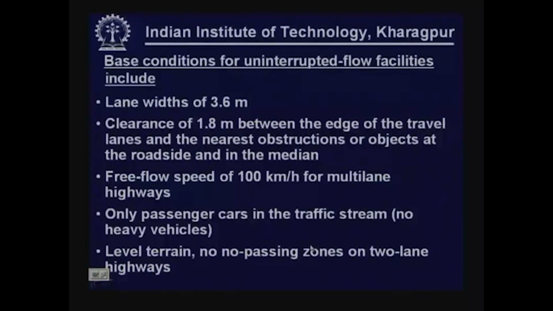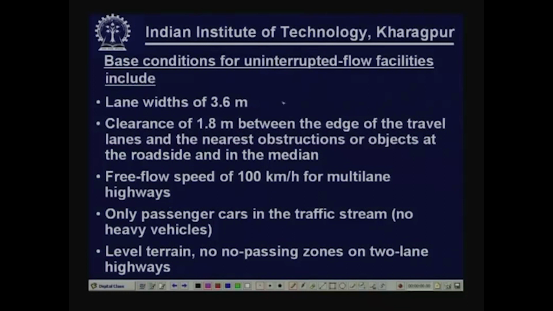Let us have a relook at the base conditions for uninterrupted flow facilities. Base or nearly ideal condition: lane width of 3.6 meter, clearance of 1.8 meter between the edge of the travel lane and the nearest obstruction or object at the roadside or in the median, free flow speed of 100 km/h for multi-lane highways, only passenger cars in the traffic stream, that means no heavy vehicles are present. It is level terrain, there are no passing zones, that means no restrictions for overtaking or passing on 2-lane highways. These are the conditions considered for defining base conditions.